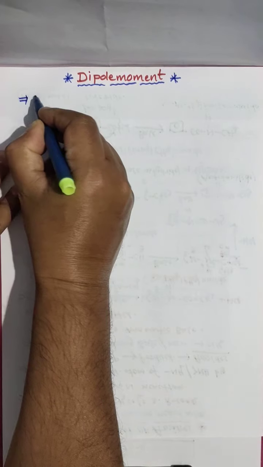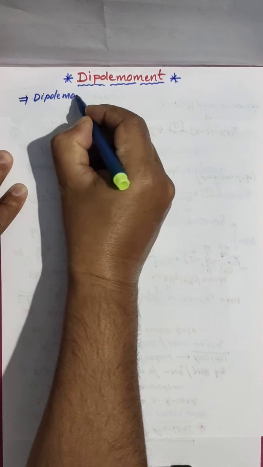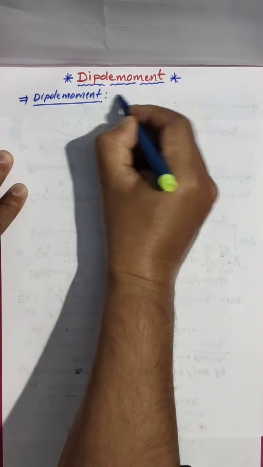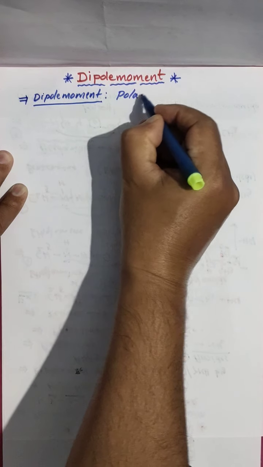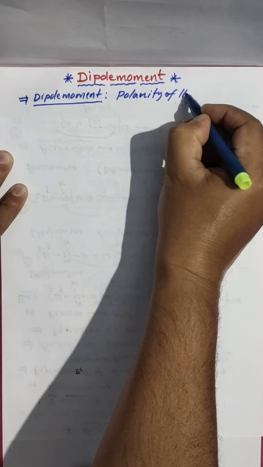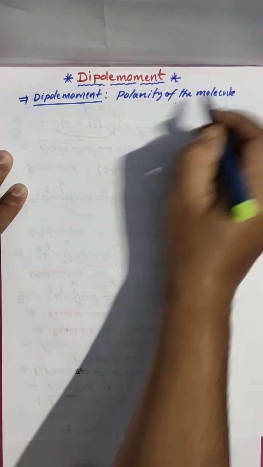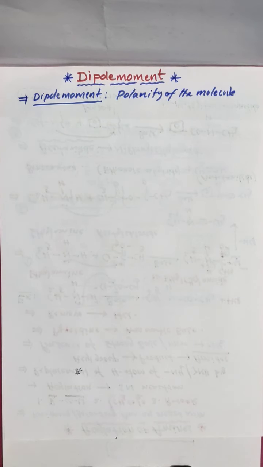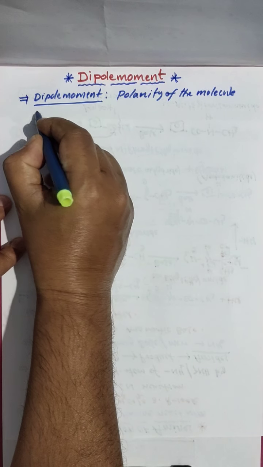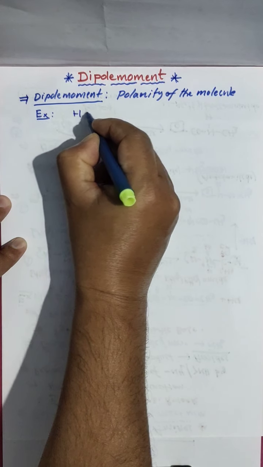Dipole moment is nothing but the polarity of the molecule. But how can we know what polarity means? I will show a simple example here. You know hydrogen chloride.